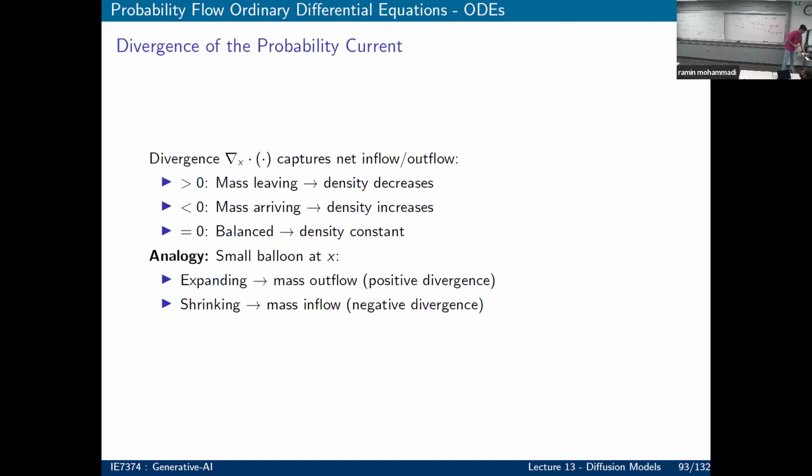Now, there's a term over there that you saw, which is divergence. We're going to talk about it quickly. If this is positive, that means mass is leaving, density is decreasing. Mass leaving means you go to the right, from dense to small. If it's negative, mass is arriving, meaning you are coming from a low region to a dense region. If it's zero, you are staying the same. The example is expanding or shrinking a balloon. You can think about it.